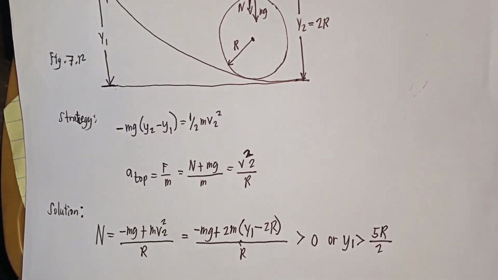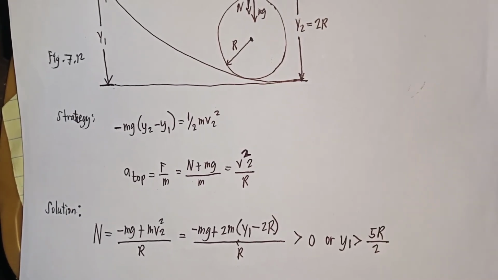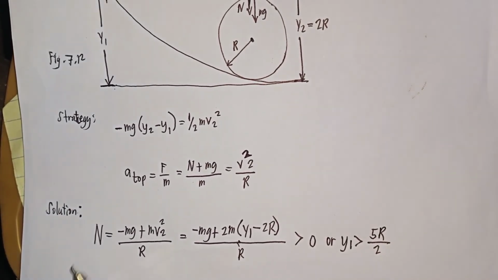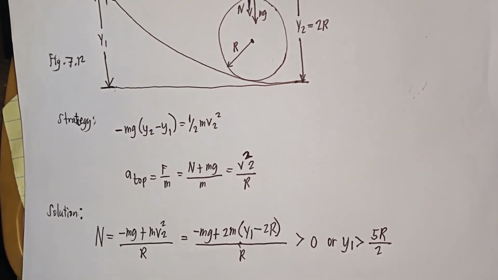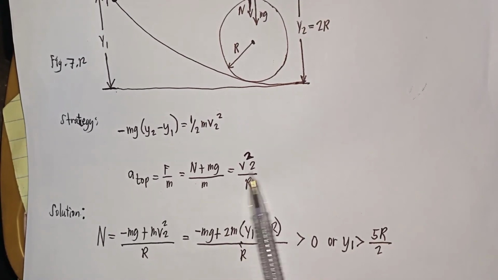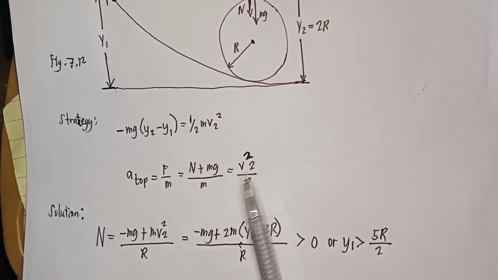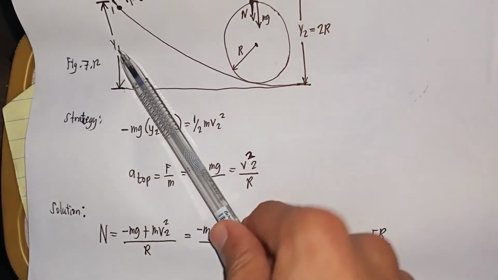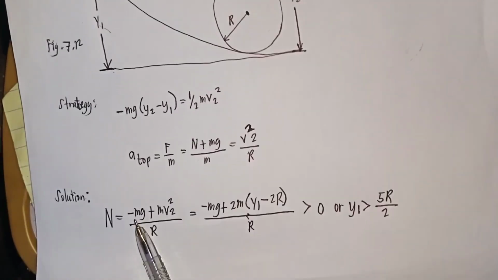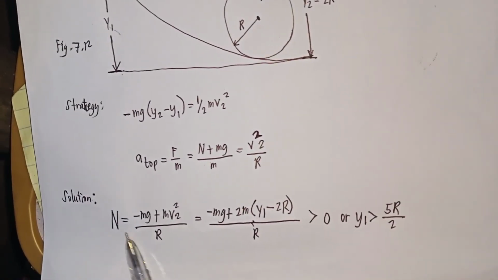So the condition for maintaining contact with the track is that there is some normal force involved. However, N is greater than 0. Substituting for v_2 squared and N, we can find the condition for y_1. So this is the final solution.